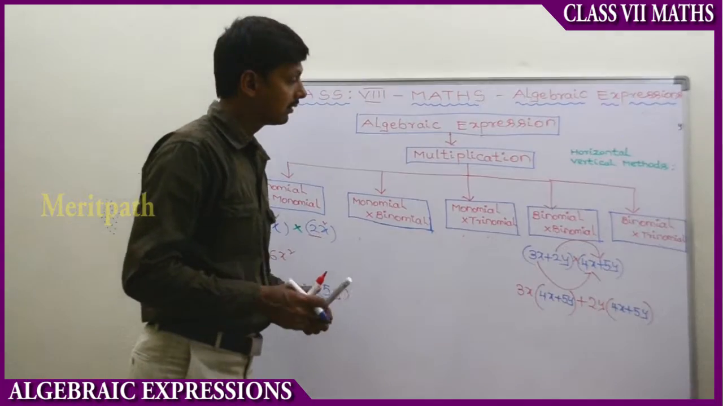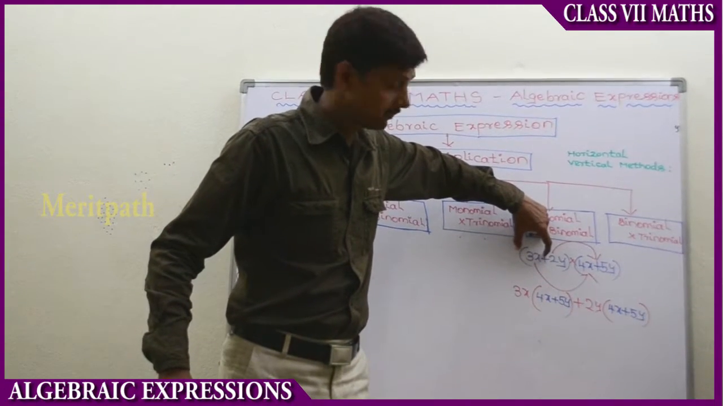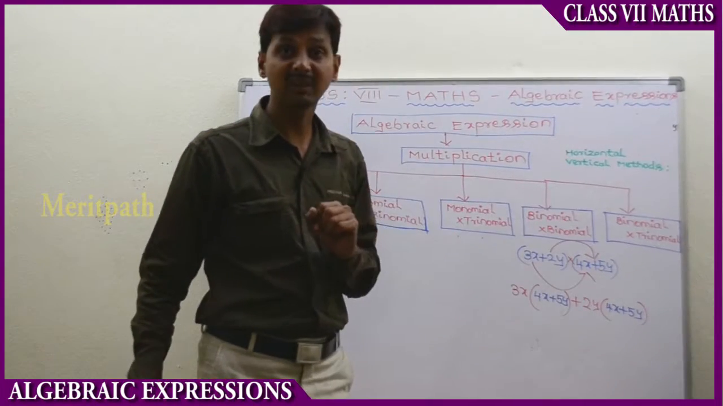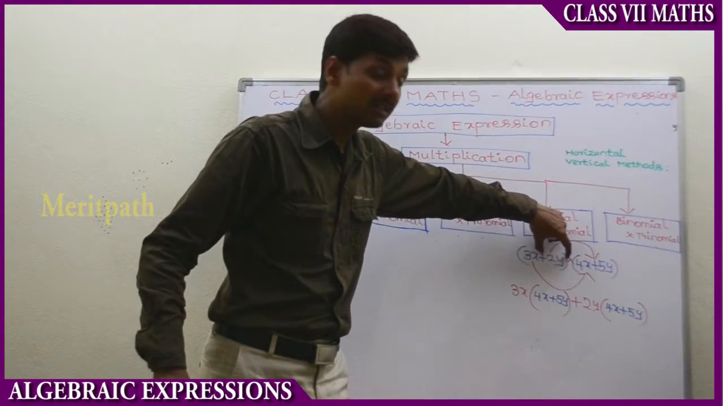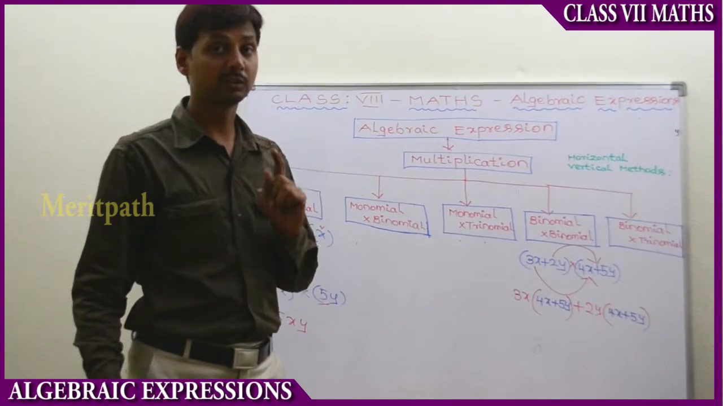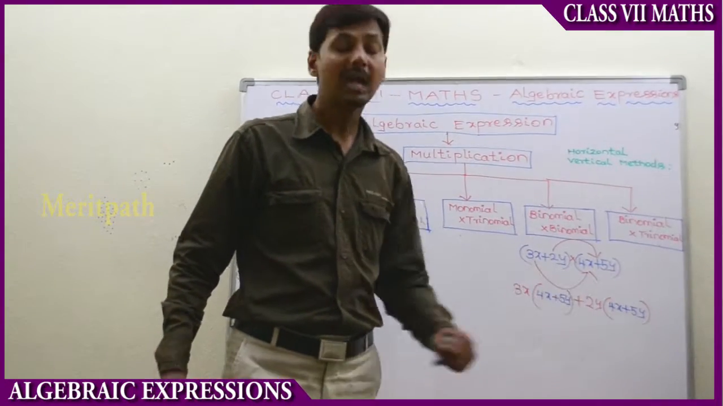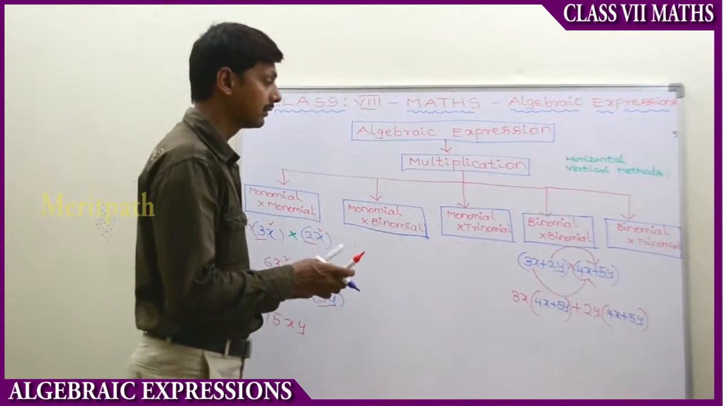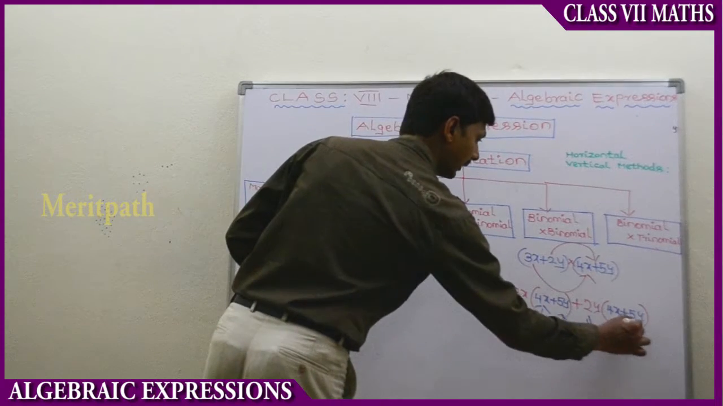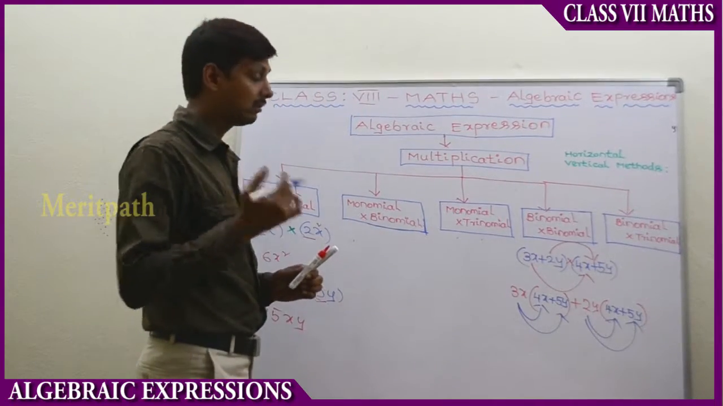Let's recall, multiplying two binomials: first we take the first term of the binomial, 3x, and multiply it with the whole term 4x plus 5y. Then we take the second term and multiply it with the whole term 4x plus 5y, using the distributive property. So 3x is multiplied with this whole binomial and 2y is multiplied with the whole binomial. Let's multiply using the same distribution law. 3x is multiplied with 4x.